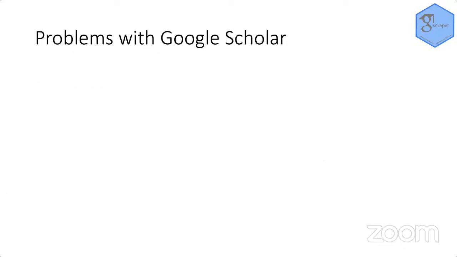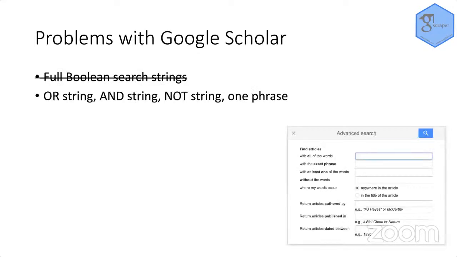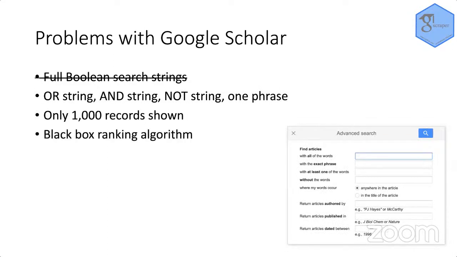It's not suitable as a single source of information in systematic reviews or other evidence syntheses for a number of reasons. Firstly, it doesn't support full Boolean search strings, only basic strings. You can only see 1,000 search results, and the order of those search results is unknown. So if you have more than 1,000 search results returned, you can only see the first 1,000 and you don't know why those 1,000 are being shown. It's some black box ranking algorithm.